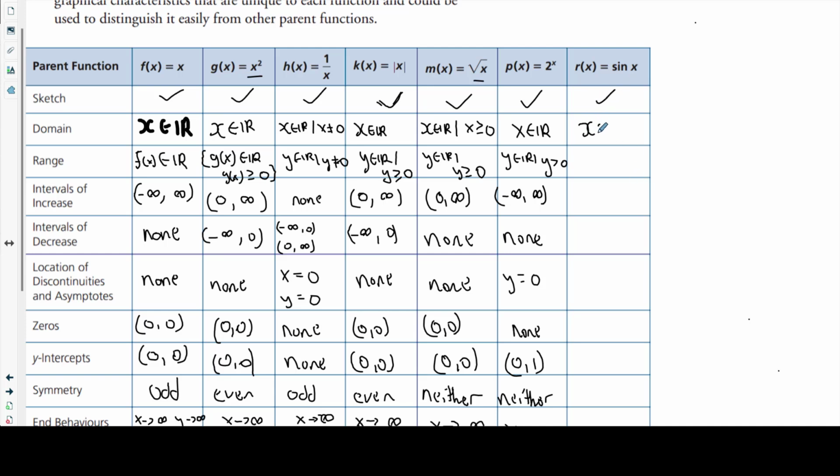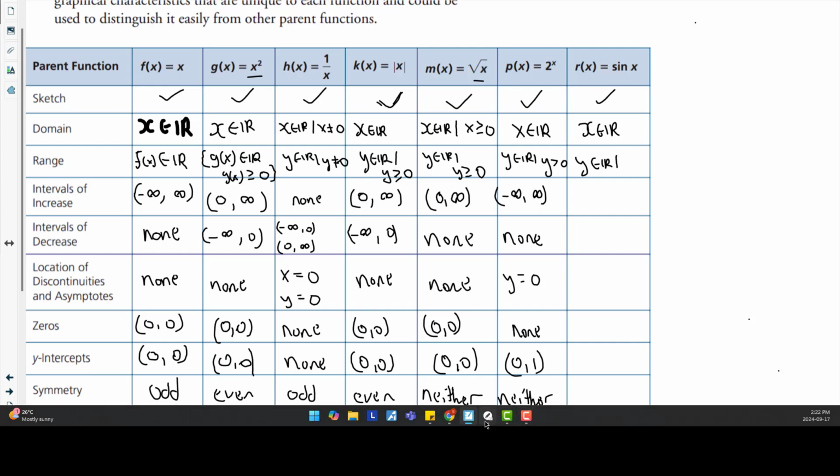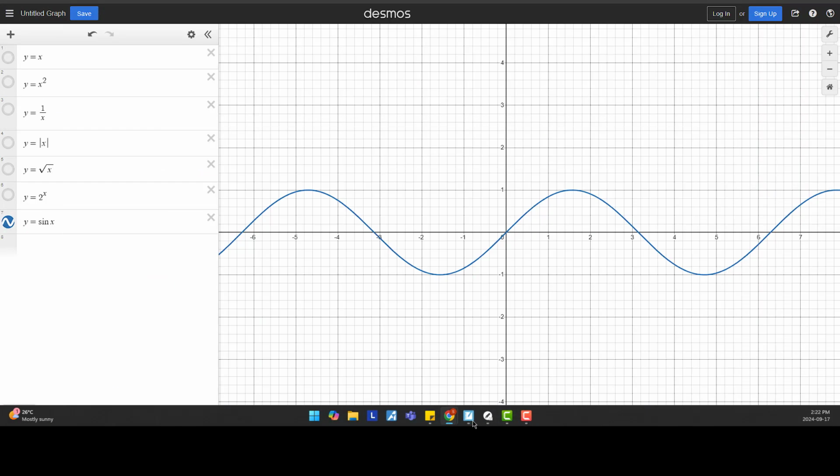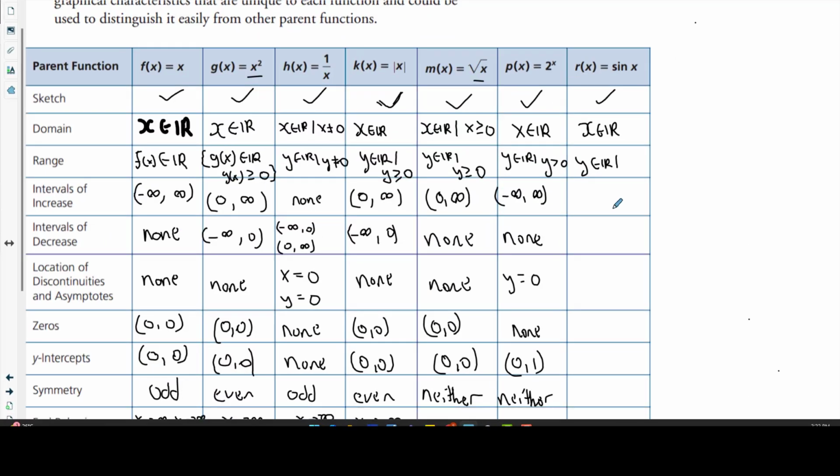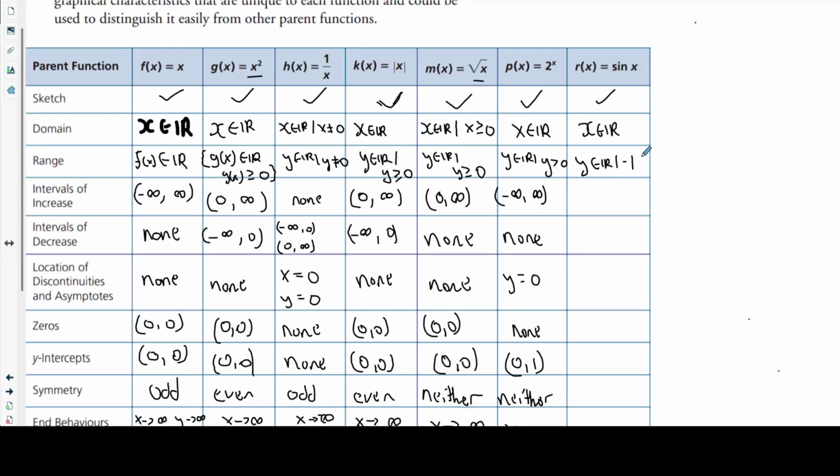The domain is x belongs to all the real numbers, because this function goes all the way to the left and all the way to the right. What about y? Does this function go all the way to the top? No, it doesn't. It has a maximum value of 1. What about all the way to the bottom? It does not. It has a minimum value of negative 1. So that means that your y values have to be between these two, maximum and minimum. So between negative 1 and 1, and it's including negative 1 and 1. So there's an equal sign.